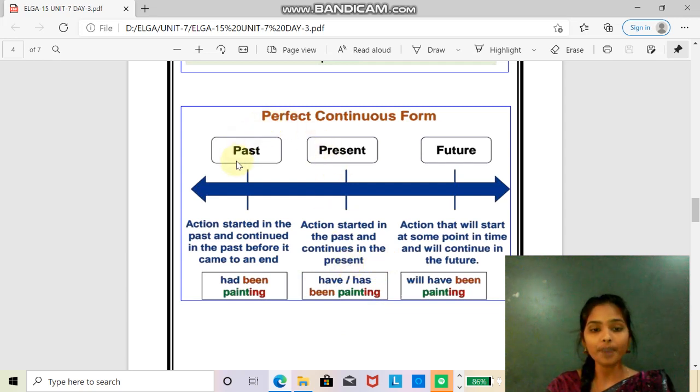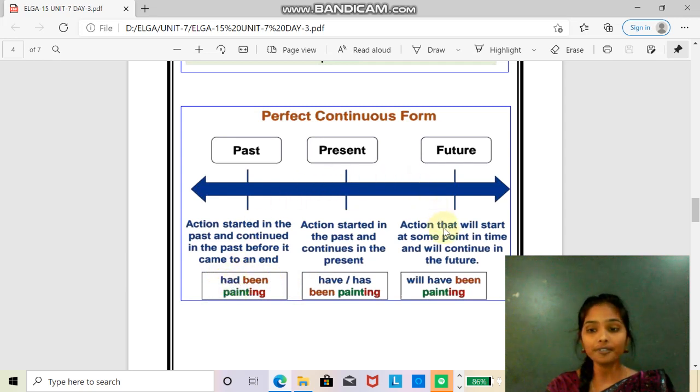When it comes to the past, the action started in the past and continued in the past before it came to an end. Actually, in the past perfect continuous tense, the action started in the past and was completed in the past. At that time we have to use had been as a helping verb: had been painting. Painting is a verb. Any verb we can use, but the helping verb you have to use is had been.